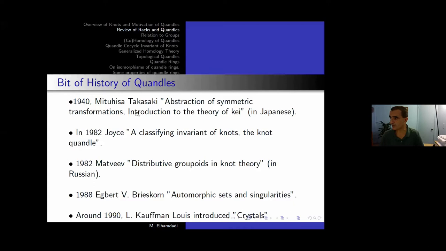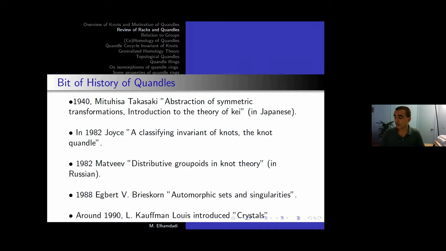Around the 80s, two famous mathematicians, David Joyce and Sergei Matveev, independently introduced the notion of quandle. Joyce called it a quandle, and Matveev called it a distributive groupoid in knot theory. You can find the papers on the internet. Around 1988, Dries Corn introduced what he called automorphic sets and singularities. Very nice paper. Louis Kauffman also discussed quandles around the 1990s, and he called them crystals.